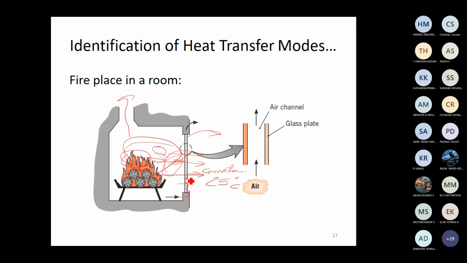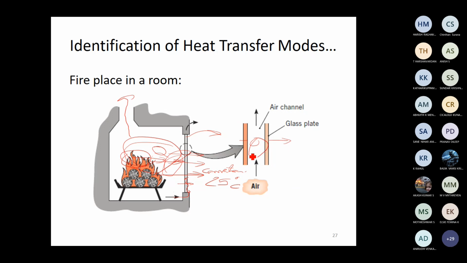Okay, so in this way there is mostly convection in this region because there is a continuous supply of air. So there is radiation from the fireplace to this wall, there is conduction across this wall, and inside there is convection, and from this region to this wall there is convection, then across this wall there is conduction, and from this wall to outside there is convection because there is room air, and also there is radiation because there is a temperature difference.